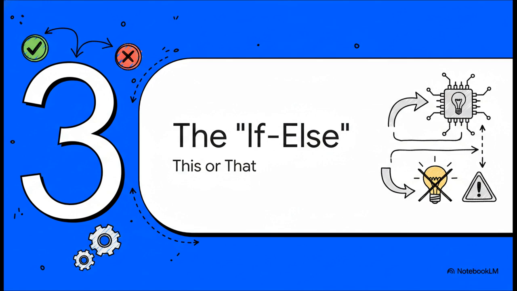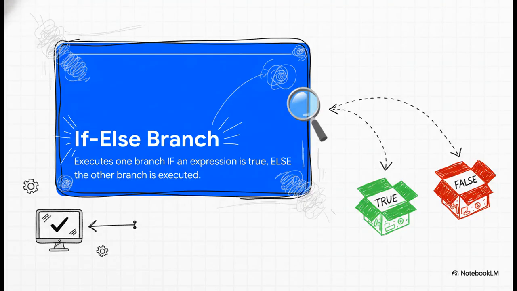It's called the if-else statement, and it gives the program a totally different path to take. With an if-else, the computer has to make a choice. It's a this or that situation. It checks the condition. If it's true, it runs one block of code. Else, if it's false, it runs a completely different block of code. It always has to pick one of the two paths, no exceptions.